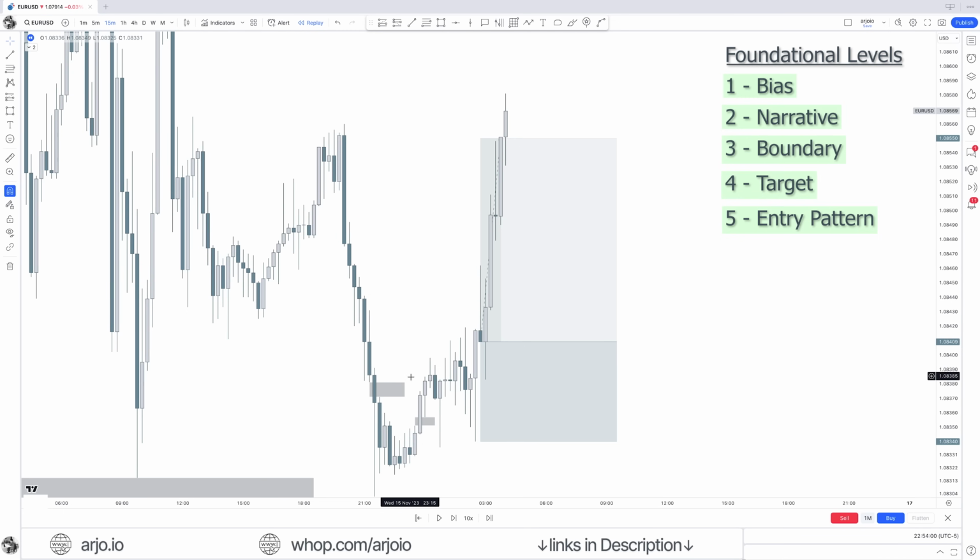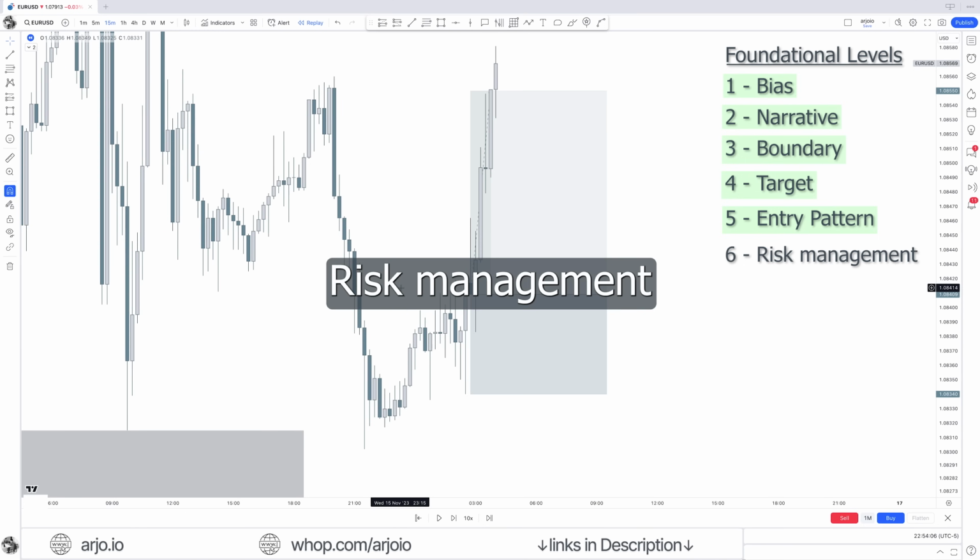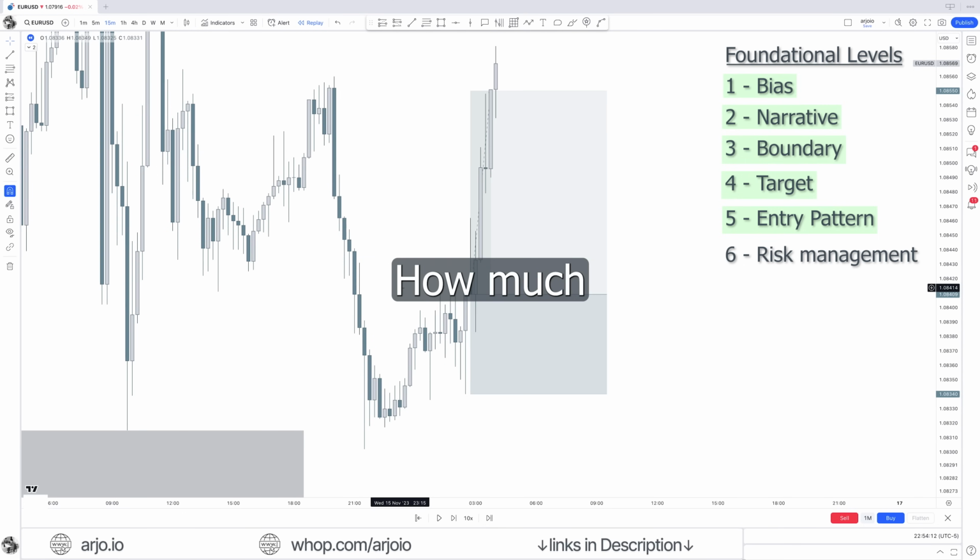Because the other boundary we had for the last foundational level was what? Risk management. Risk management is where you need to understand your risk percentage. How much are you willing to risk on a certain setup? Ideally, if you're just starting out, try a 0.5%. You can work your way up towards even a 2% eventually once you are profitable and consistently profitable.